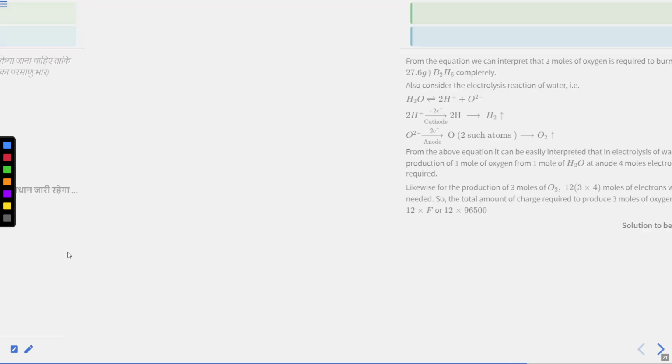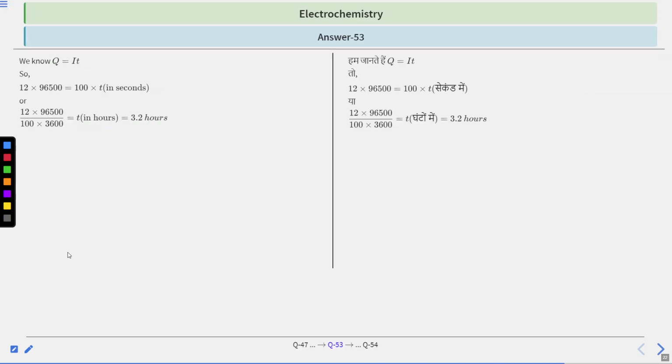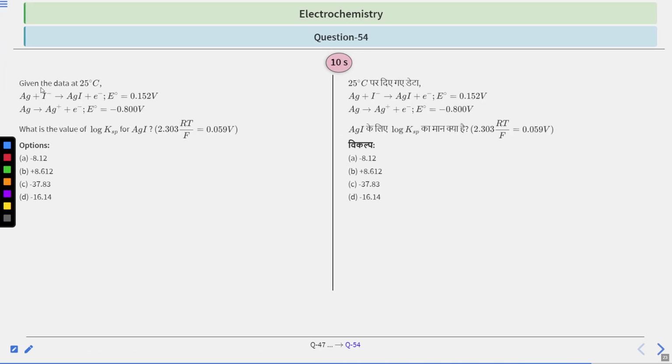Okay. Now let's move to the next question. Question number 54. Given the data at 25 degrees Celsius, Ag plus I negative giving us silver iodide plus electron, E naught for this equation is this much. Ag giving us Ag positive plus electron, E naught for this process is this much. We are asked what is the value of log Ksp for the AgI molecule. And we are also given that 2.303 RT by F is equal to 0.059 volt.